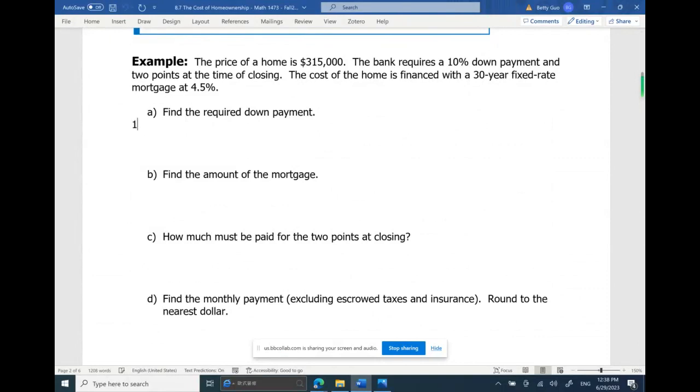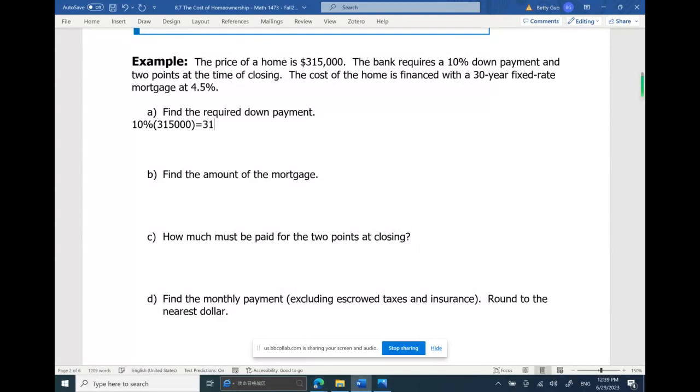Required down payment, 10%. It doesn't mention the PMI, right? Then you don't have to worry about that. Just use the information that you are given. Do not assume extra conditions. 10% of what? 10% of the house price, $315,000. Okay? 10% of a whole number is easy, right? You just need to remove one 0. The calculation is very convenient.